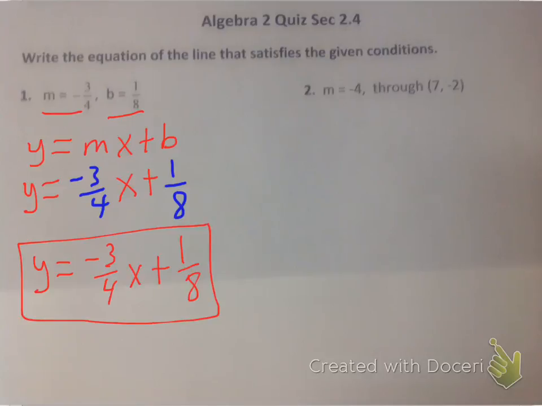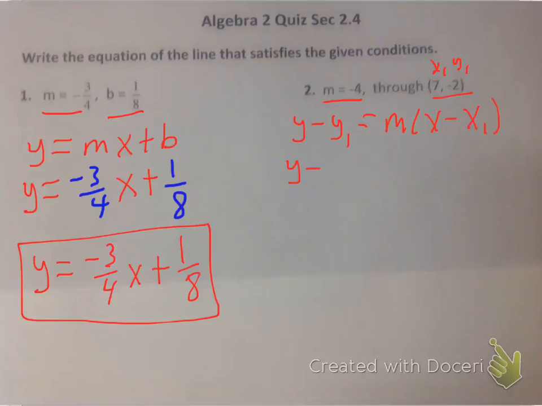On the second one here, we're given slope and we're given a point. So this one we're going to use point-slope form. y minus y1 equals m times (x minus x1). So on this one, we're going to replace what we have. We've got our slope, that's our m. Then over here we have x1 and y1. So I'm going to replace the given information.